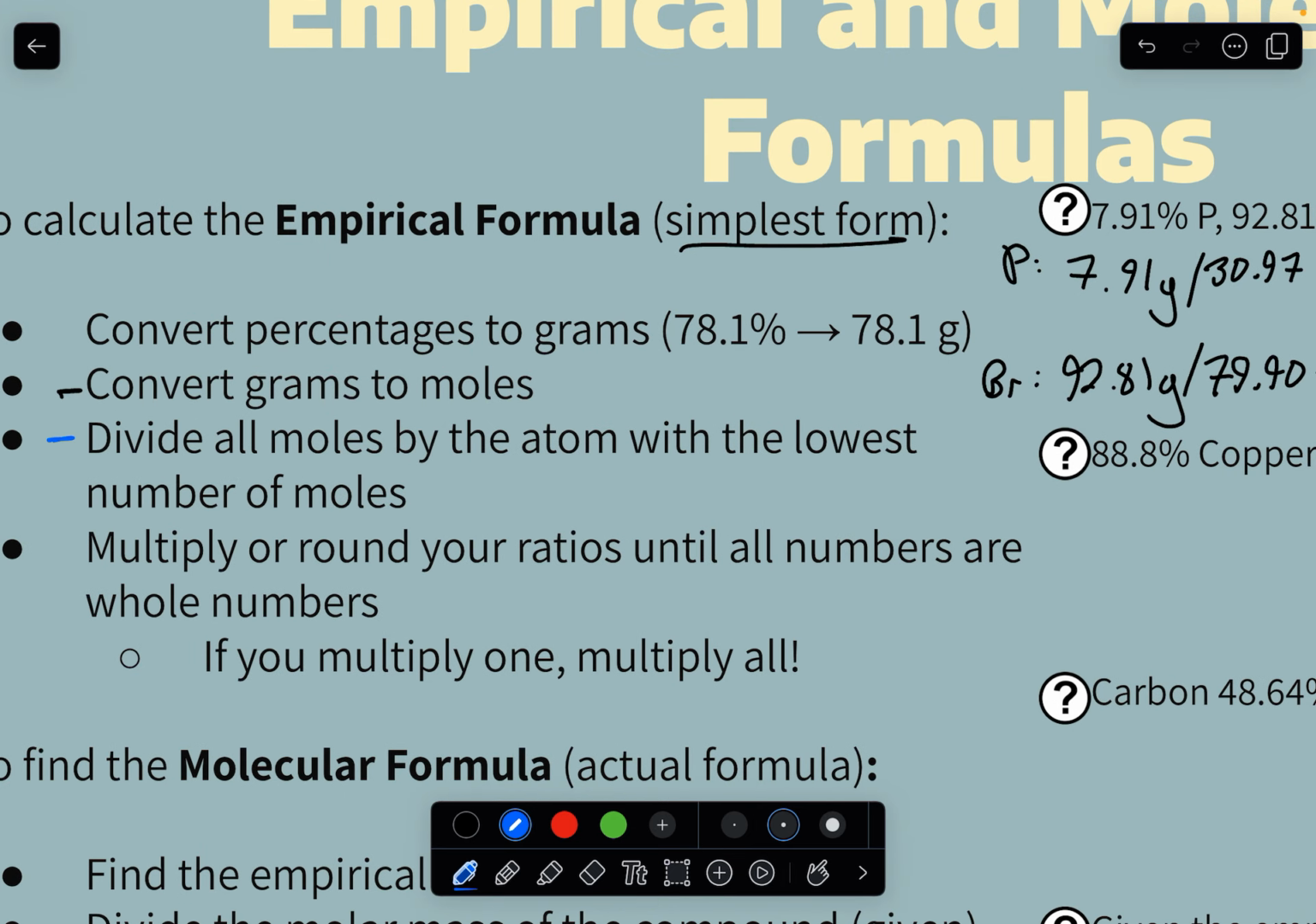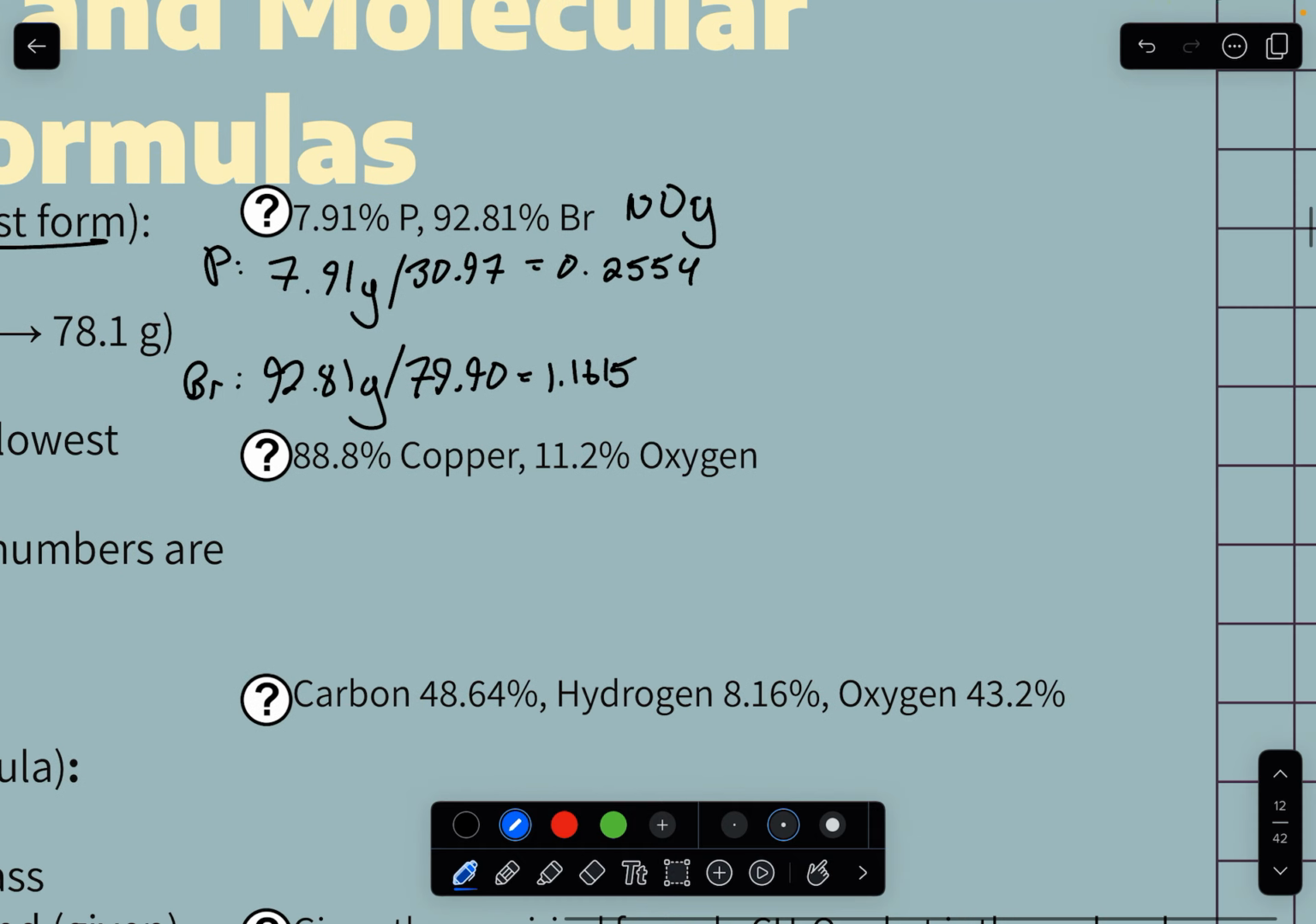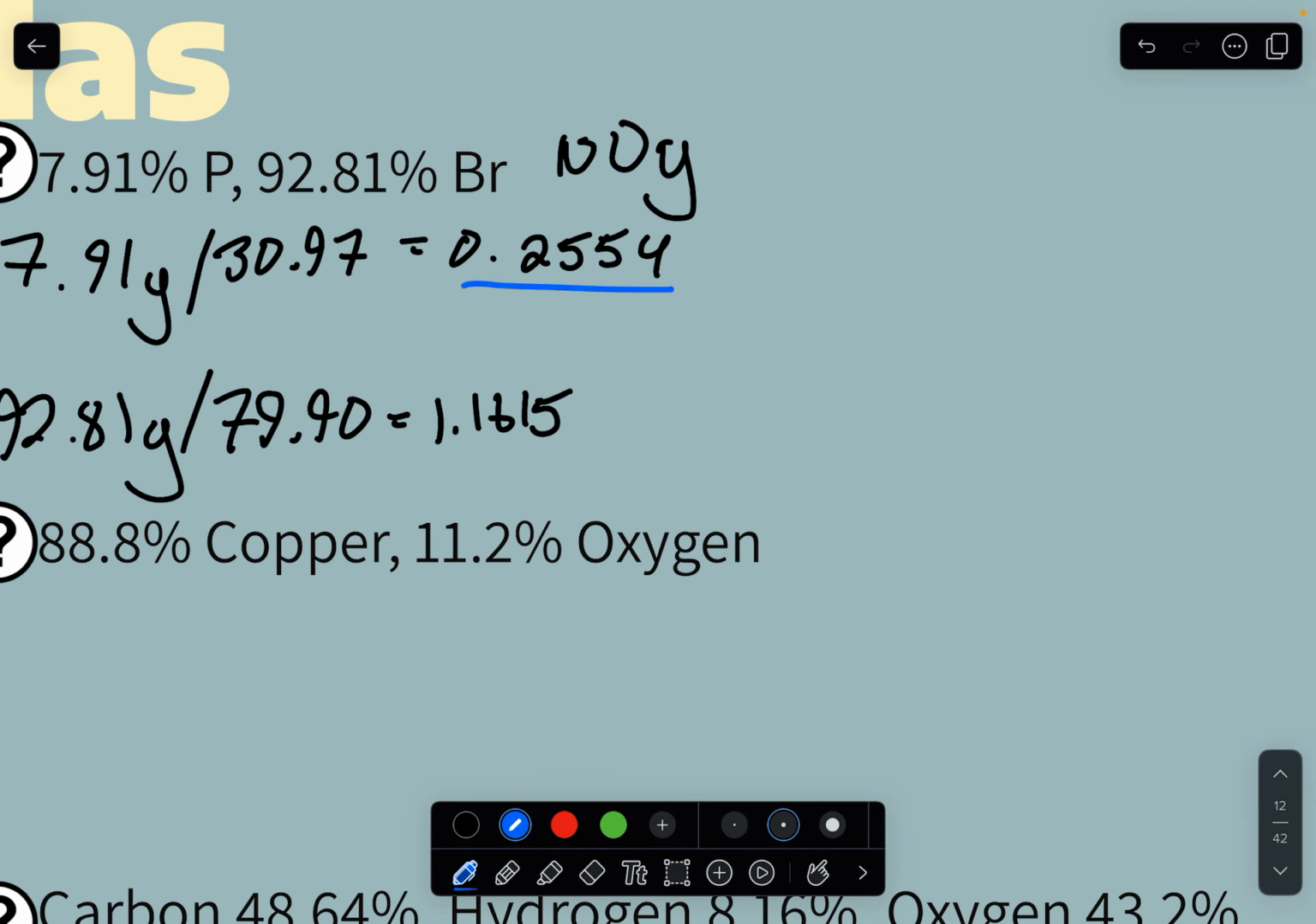Okay. The next step is to divide the moles, because now we're in moles, by the atom with the lowest number. So our lowest number here is going to be the 0.2554. So we're going to divide both our numbers by 0.2554. Okay. So if we do that for the first one, for phosphorus, a number divided by itself is 1. For the bromine, we get 4.5.